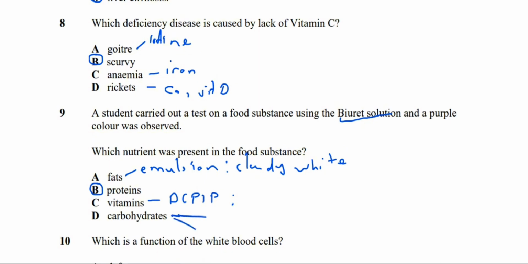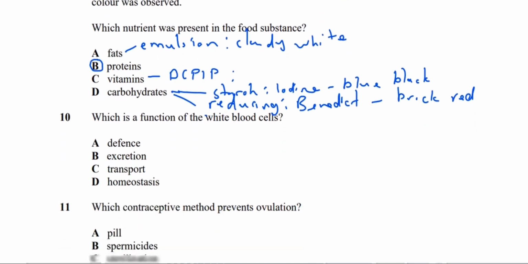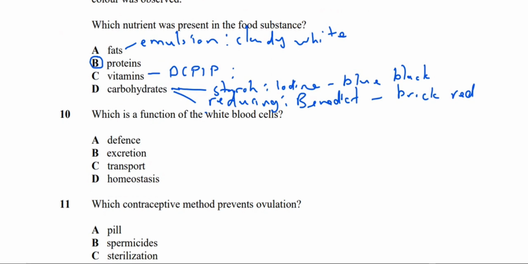And carbohydrates, we have two main types of tests. For complex ones like starch, we use the iodine test, which turns blue-black. And for the other ones, like simple or reducing sugars, we use the Benedict test, which turns brick red. Okay, so the answer there is proteins.